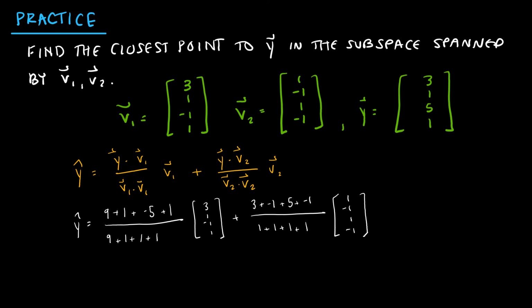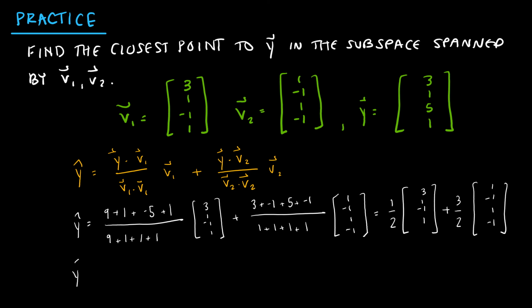So now let's do a little bit of math. I get 9 plus 1 is 10, plus negative 5 is 5, plus 1 is 6, over 12, so that's 1/2. So 1/2 of (3, 1, negative 1, 1). I'm adding to that 3 plus negative 1, which is 2, plus 5 is 7, plus negative 1 is 6, 6 over 4, which reduces to 3 halves, times (1, negative 1, 1, negative 1).